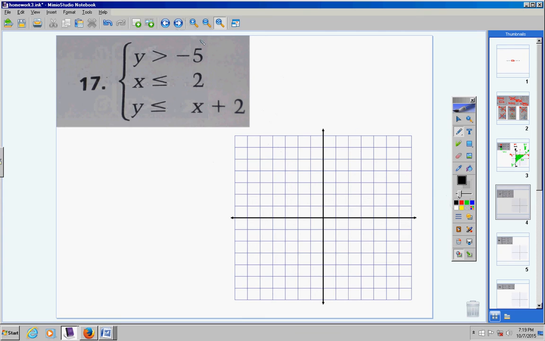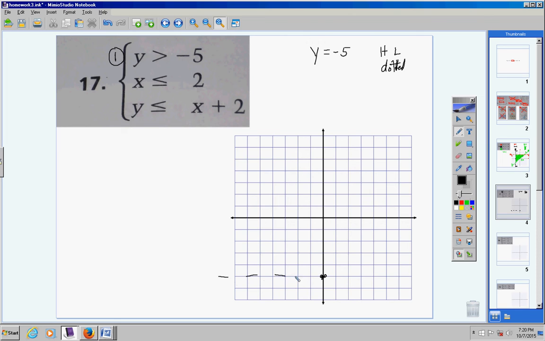I'm going to call this equation or inequality number 1. I'm going to rewrite it with an equal sign. Y equals -5. That's going to be a horizontal line, and it's going to be dotted. Okay, so here we go. I'll go to -5 on the y-axis right here, and it's going to be dotted.